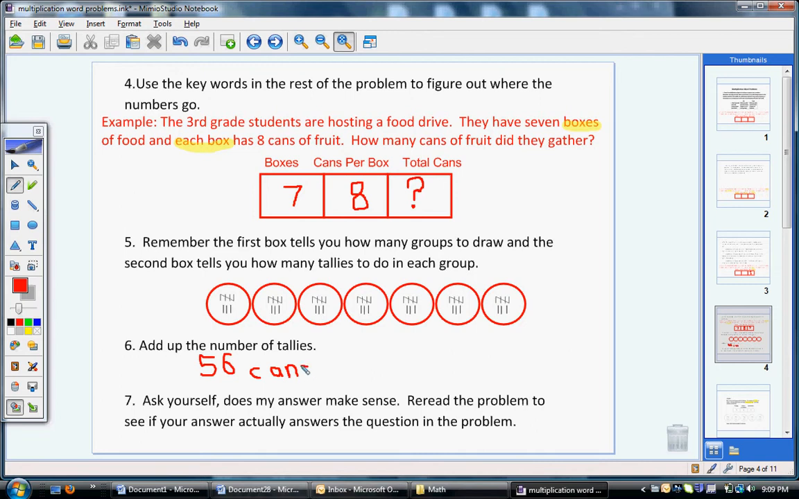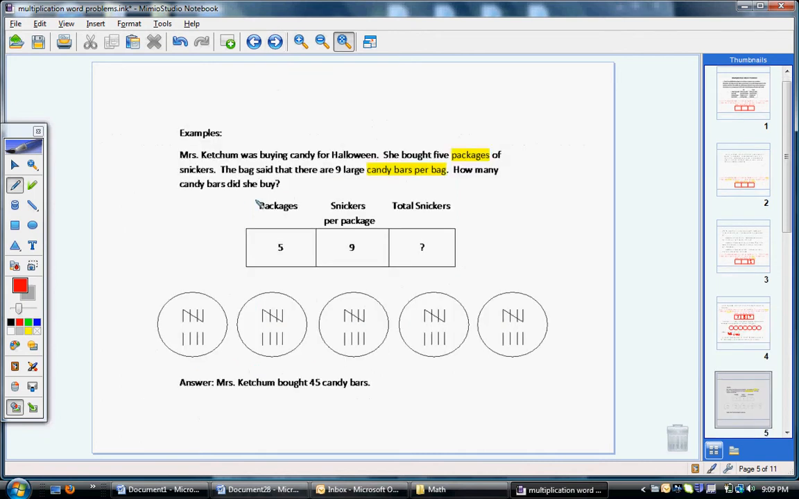My question says, how many cans of fruit did they gather? Notice how the two words match, cans of fruit and cans. And my number makes sense too. If I have 7 boxes and each box has 8 cans of fruit, that's going to be a lot of cans of fruit. 56 is a pretty big number. I feel comfortable that I did the right things.